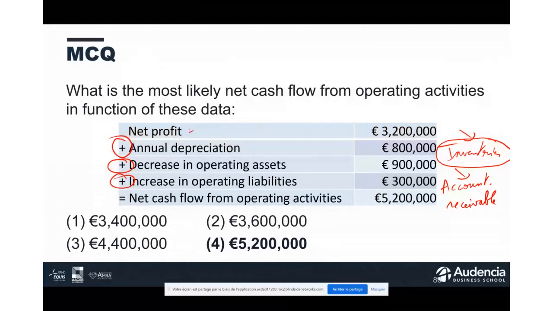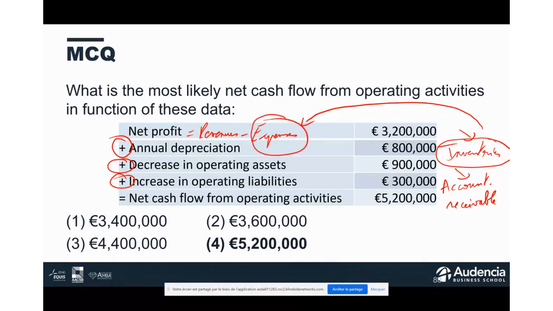In your net profit, you have the revenues minus expenses. If you are using the inventories, it is included in your expenses. So you start with expenses, but you are using the inventories in order to sell something. So the expenses in your P&L are not paid during the period because you are using your opening inventory. You are decreasing your inventory. So you eliminate some expenses.